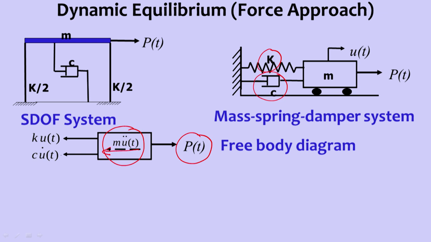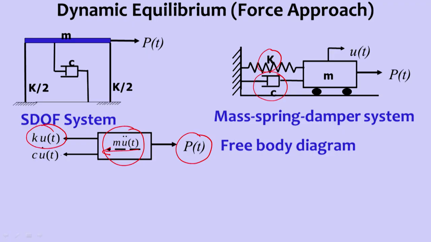When the mass is moving in the forward direction, the resisting elements, which are the columns or vertical resisting elements of the building, are trying to pull it back. That is represented by the elastic force, which is equal to stiffness multiplied by displacement, and the damping force, which is removing the energy from the vibrating body, is damping C multiplied by velocity.